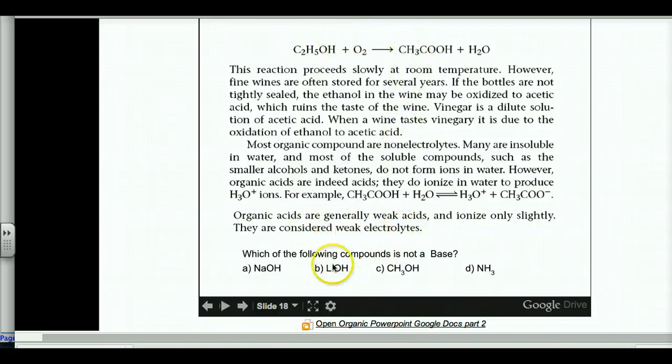Anyway, which of the following compounds is not a base? Well, we know a metal and a polyatomic ion is a base. Ammonia, although not an Arrhenius base, reacts with water to pull an H away because it's got a lone pair. It's a Bronsted-Lowry base, a hydrogen acceptor. This is not a base. Why? It's not a base because it is an alcohol. This OH does not slough off.